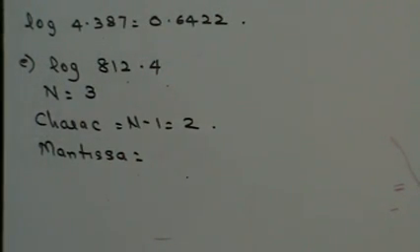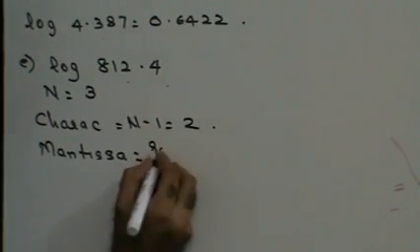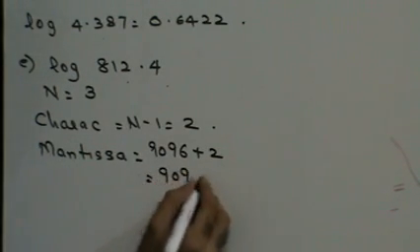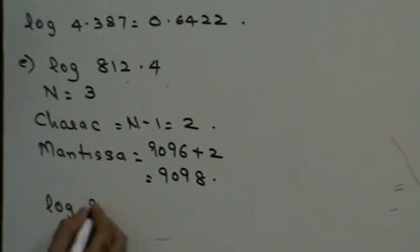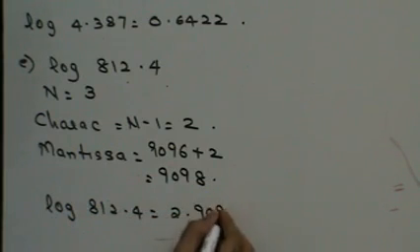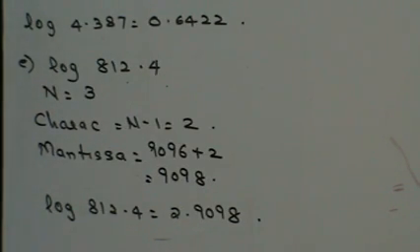812, right? 81 to the extreme left, and in the second column 2. 812 is 9096. Mean difference 4 is 2. Right? So in that case, this is going to be 9098. So log of 812.4 is nothing but 2.9098. Right? Next.